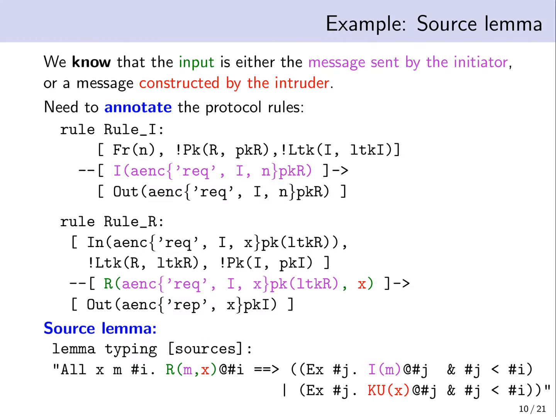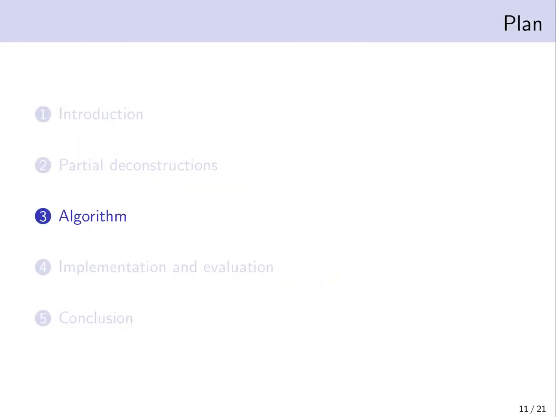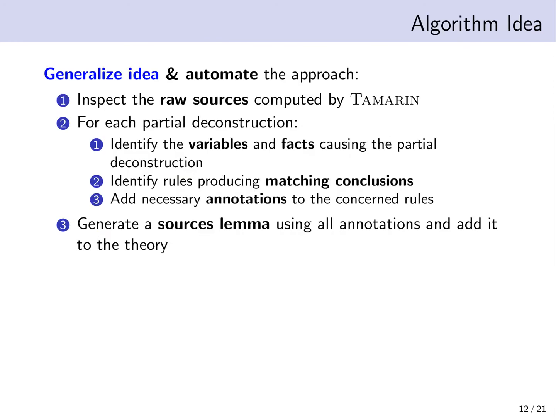Now, if we think about this, it is in some sense a bit mechanical, because we just have to identify all the possible messages that can lead to the input that caused the partial deconstruction. This is what we try to generalize in our algorithm. So we try to automate the proof by generalizing this idea.